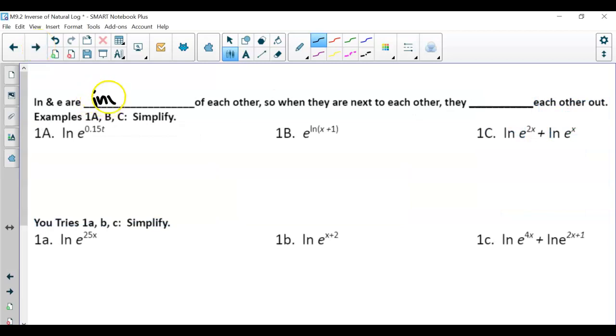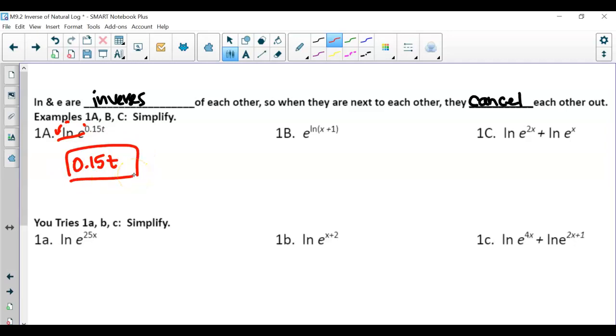Because they are inverses of each other, when they're next to each other, they're just going to cancel each other out because they are inverse operations. For example, notice how you have natural log of e to the 0.15t power. Natural log and e are inverses, so they cancel each other out. You literally now just bring down the exponent, which becomes 0.15t.